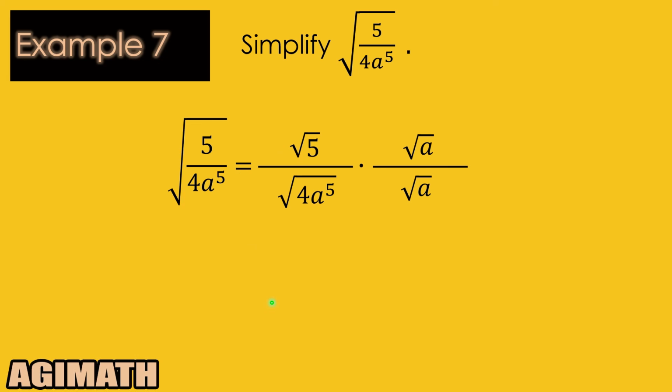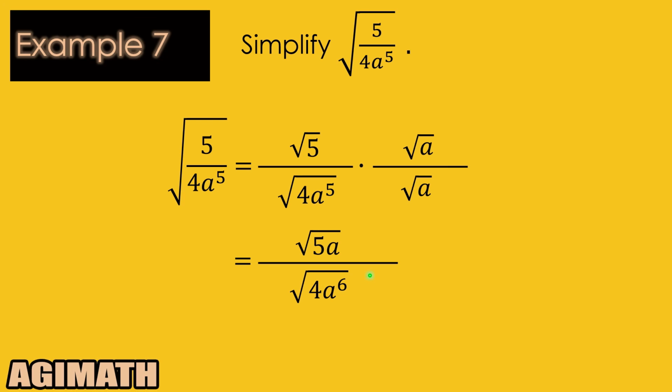Next is to simplify further. This time, 5 and a are both inside the radical sign, and the indices are equal. Meaning, we can multiply 5 and a. 5 times a is 5a. That's why we can have the square root of 5a. And then, on the denominator, we can also multiply because the indices are equal. So 4a to the power of 5 times a, that is equal to 4a to the power of 6.